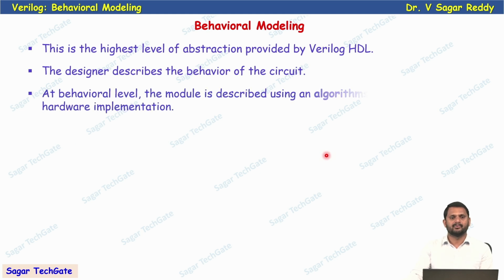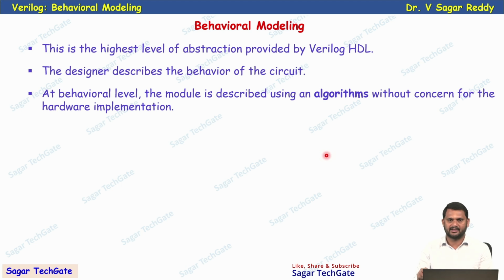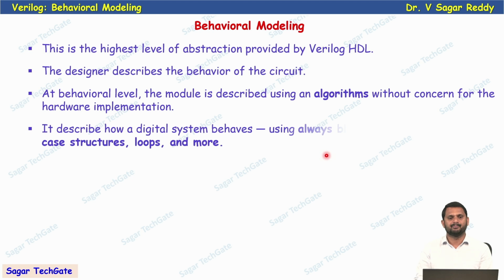like gate level modeling. At the behavioral level, a model is described using algorithms without concern for the hardware implementation. So we are not worried about what components are used or how they are connected. Without concern for hardware implementation means without concern for the internal structure of the circuit. We just use an algorithm to describe the behavior. It describes how a digital system behaves instead of how it is constructed. So by using always blocks, if else statements, case structures, loops and more, we use these simple constructs to describe the behavior of the model in behavioral modeling.